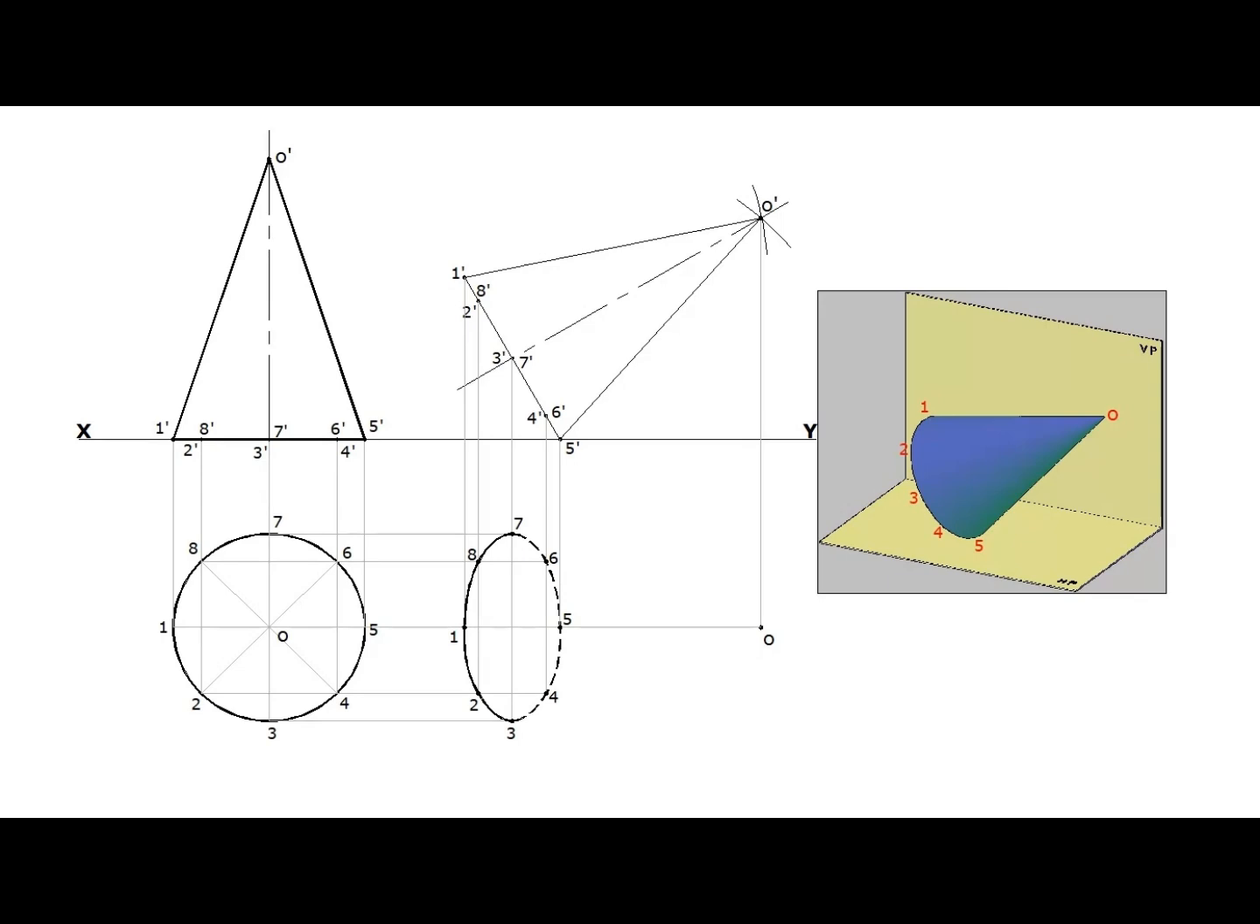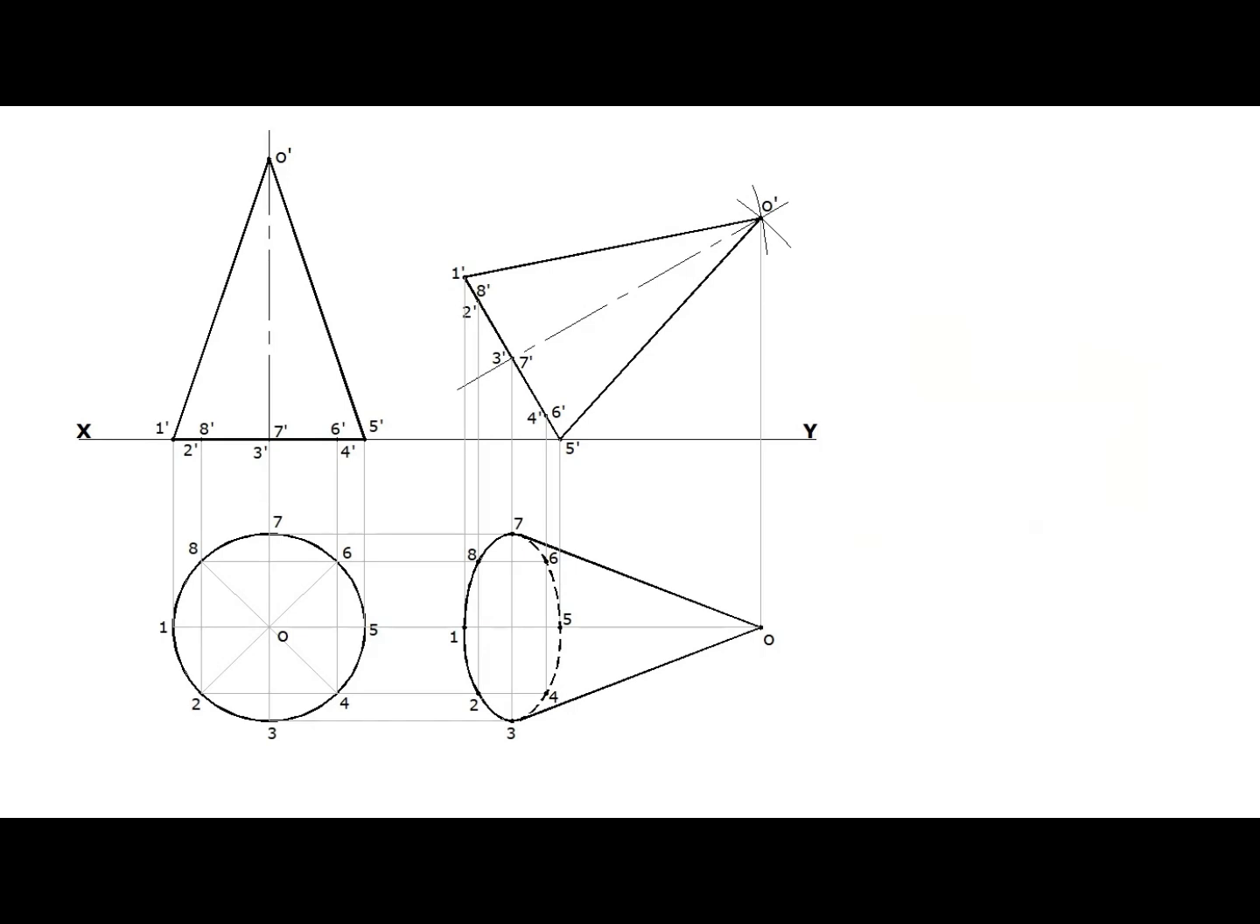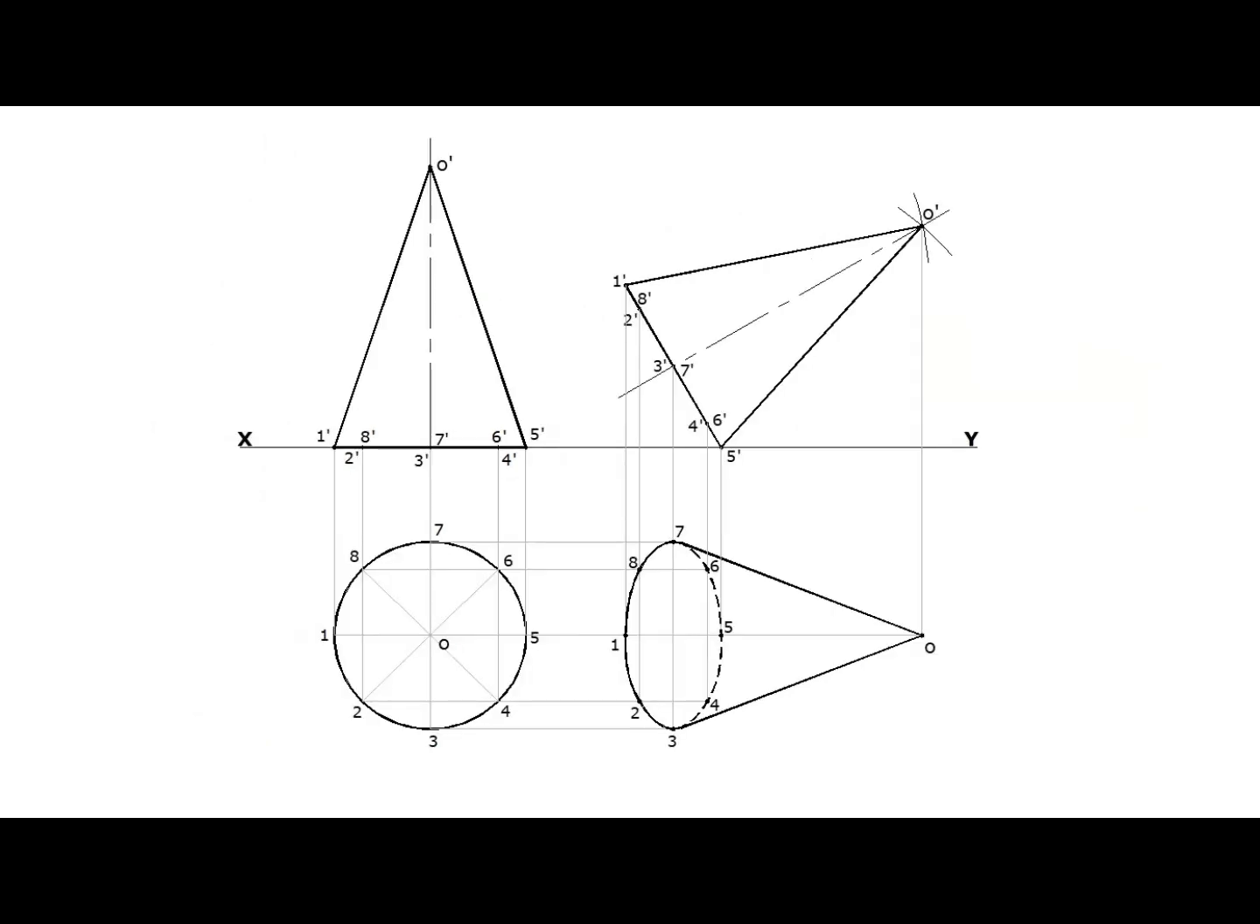Draw the extreme generators, as lines connecting the apex point O and a tangential point of the ellipse. Thus the projections of the cone, with base inclined to HP and axis parallel to VP, are drawn. Mark the required dimensions.